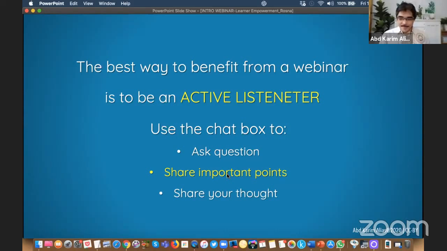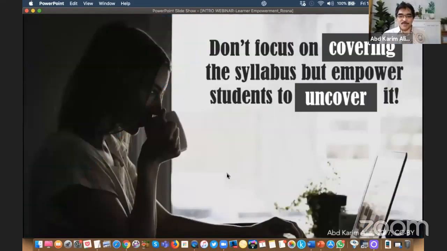Right, and now let me introduce, before that, that's the last slide. I love this slide, and I share it in most of my presentations. Don't focus on covering the syllabus, but empower students to uncover it. And that's the key word today, empower and empowerment. But how exactly can we do that? So I hope I can hear something from Prof. Rosna today. Prof?